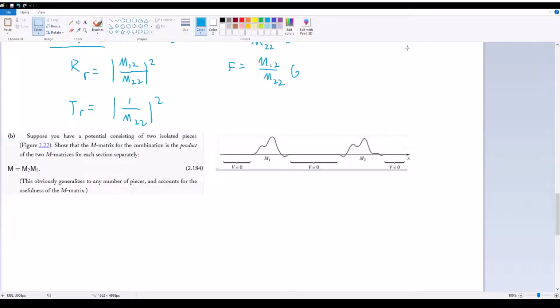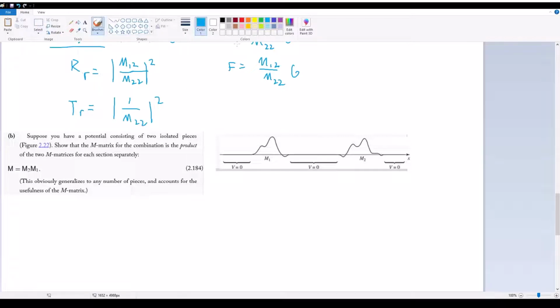Okay, so in part B, we have a potential that consists of two isolated non-zero pieces, M1 and M2, and then we have three swaths of empty space in between. So we want to show that the M matrix, or sorry, not the scattering matrix, the transfer matrix for the combination is just the product of the two individual transfer matrices for each section separately.